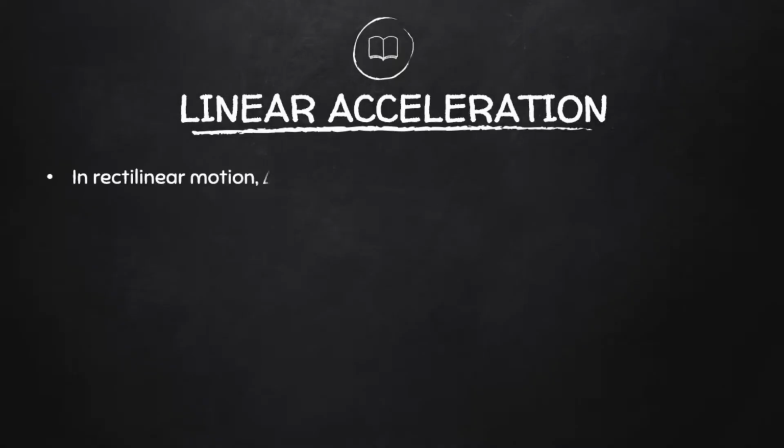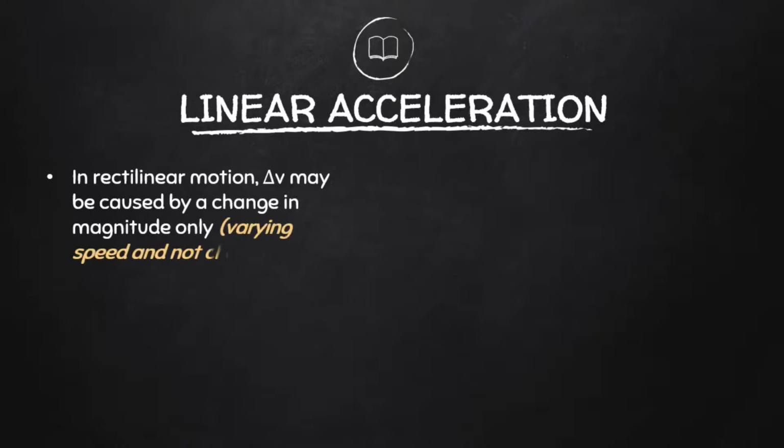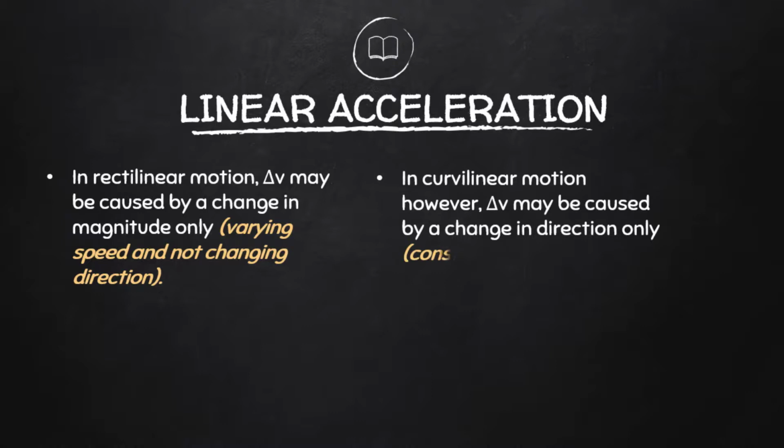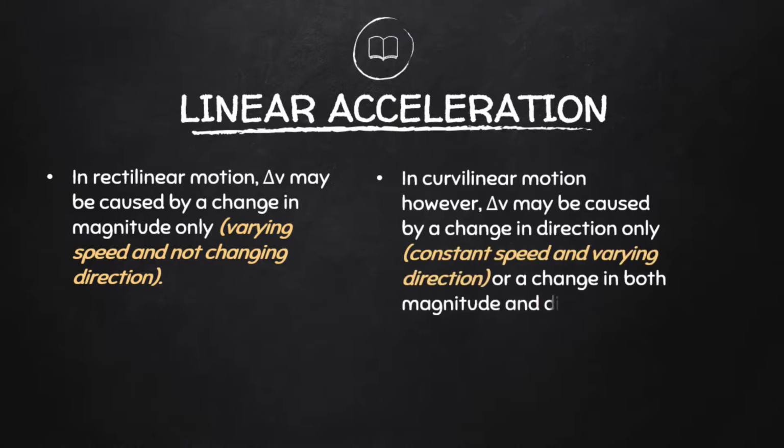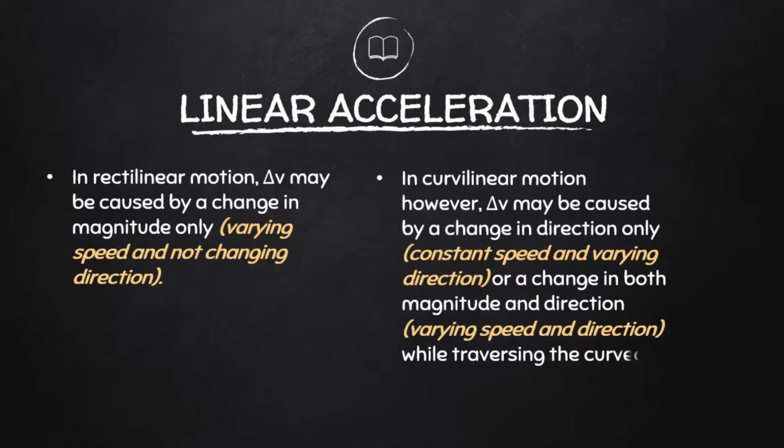In rectilinear motion, delta v, or the change in velocity, may be caused by a change in magnitude only, that is varying speed and not changing direction. If in case there is constant speed and you are only changing the direction of the motion of the particle, then there will be no acceleration. You are considering constant speed. In curvilinear motion, however, delta v may be caused by a change in direction only, that is constant speed and varying direction, or a change in both magnitude and direction, that is, of varying speed and direction, while traversing the curved path.